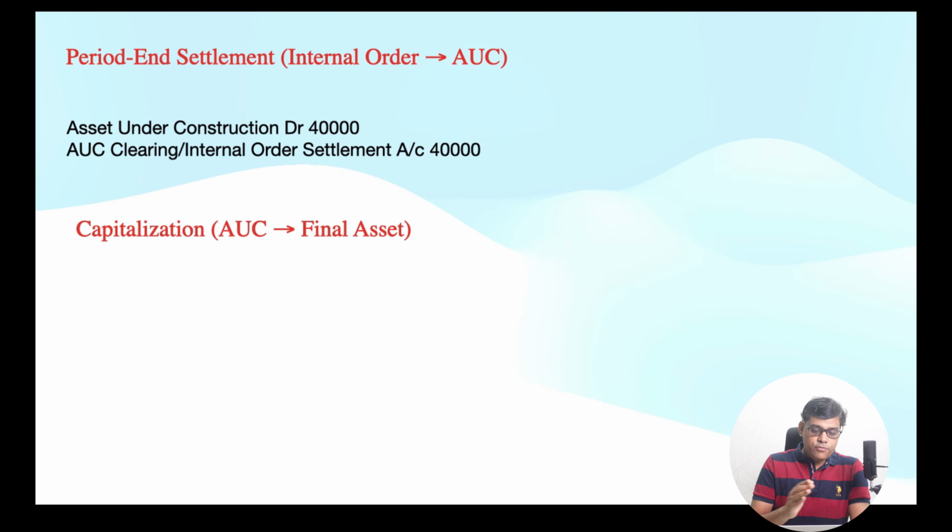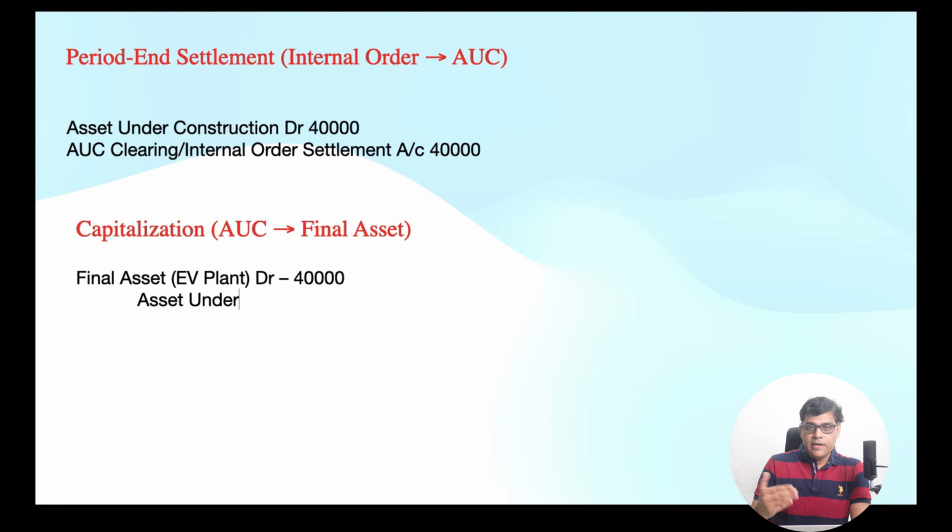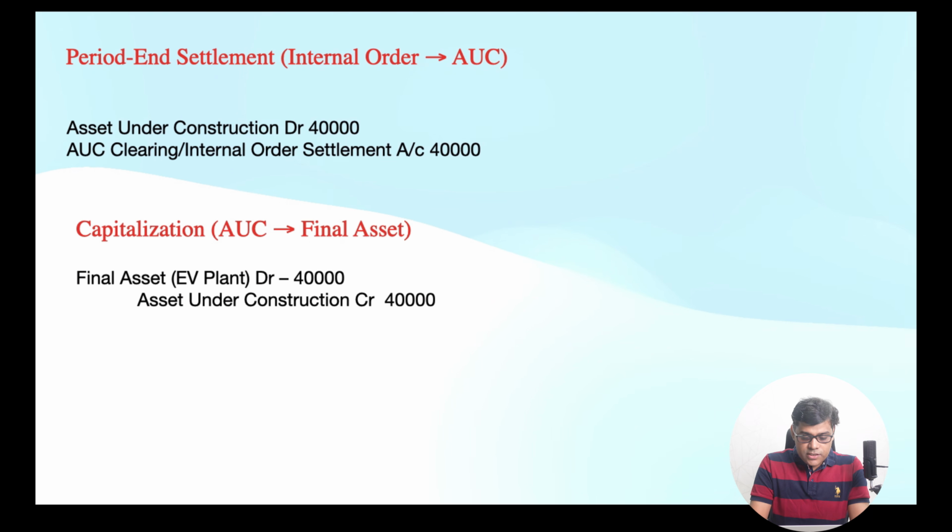Then from AUC, we will transfer the values to the asset. So debit will be your plant and machinery. So the final asset will be your EV plant. So it's going to be 50,000, and asset under construction is going to be credit here, 50,000. Means the value which we have transferred to AUC, from AUC we are going to transfer to our final asset. So that means in this process I am going to create two asset masters. One will be the final asset, in my example it will be EV plant, and temporarily I'm going to create one asset that will be your asset under construction.